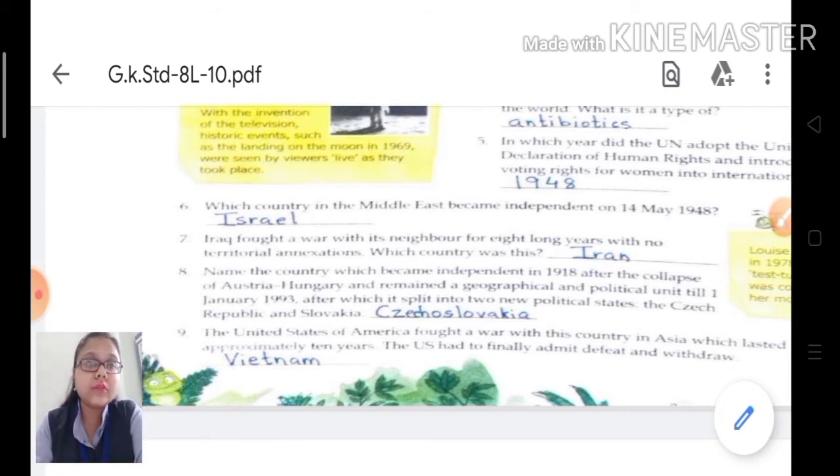Iraq fought a war with its neighbor for 8 long years with no territorial annexations. Which country was this? Iraq fought a war with its neighbor for 8 long years. Now this is all about the Iran-Iraq war. It was a war between the armed forces of Iraq and Iran lasting from September 1980 to August 1988. And this war began when Iraq invaded Iran.